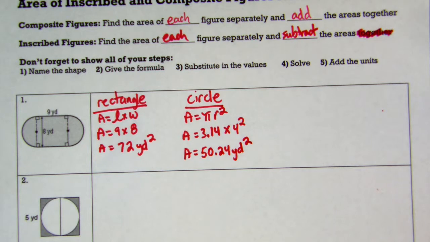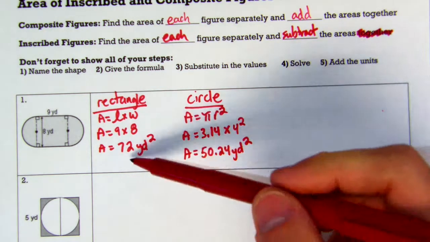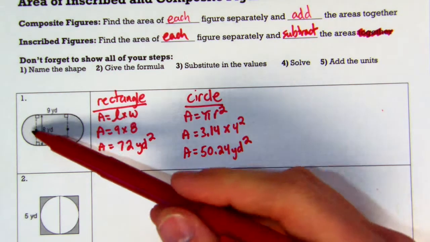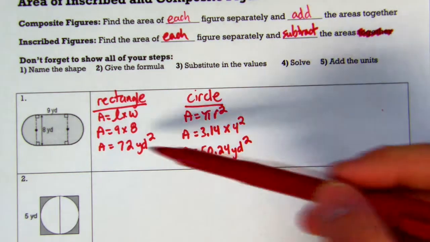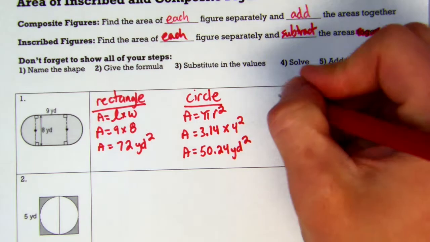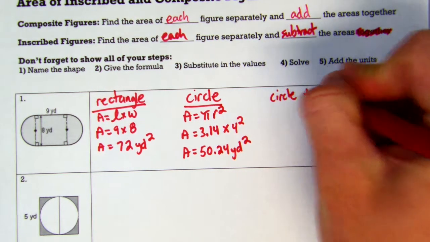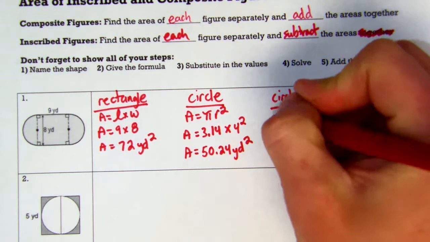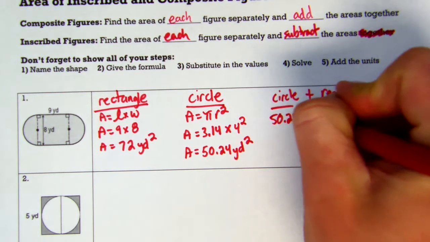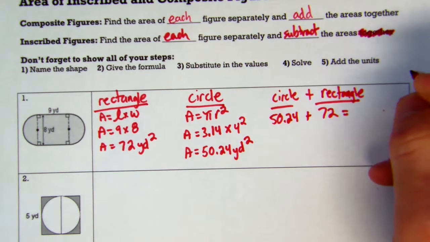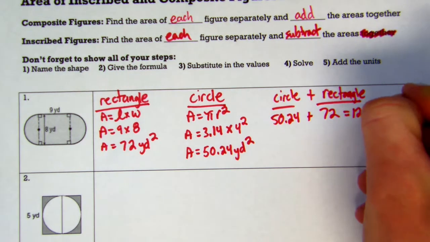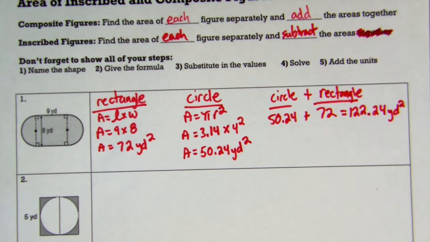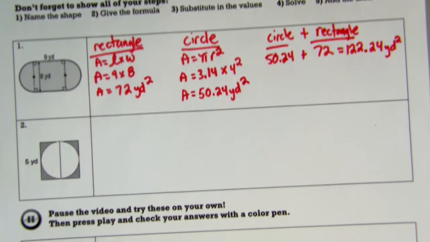One thing I can do to check this is, does this make sense? Notice how these numbers are pretty close to each other, and that our circle is probably a little bit less than our rectangle, and so the numbers do look good. So I'm going to do my circle plus my rectangle. My circle was 50.24. My rectangle was 72. Add those together and I get an answer of 122.24 yards squared.